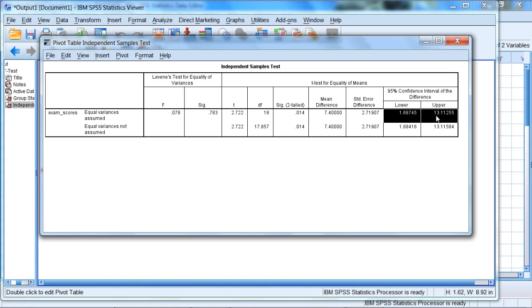We can look at the 95% confidence interval, and once again, if 0 is not in the range, that means the test is statistically significant, whereas if 0 is included in this range, then the test is not statistically significant. This concludes the presentation on the 95% confidence interval for the independent samples t-test.